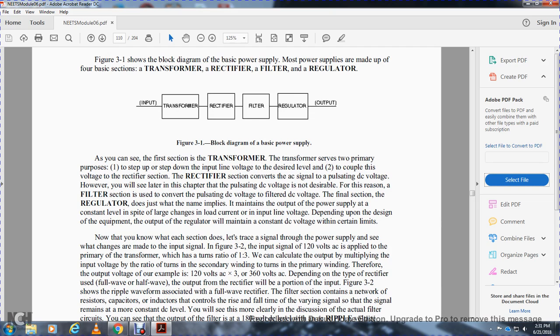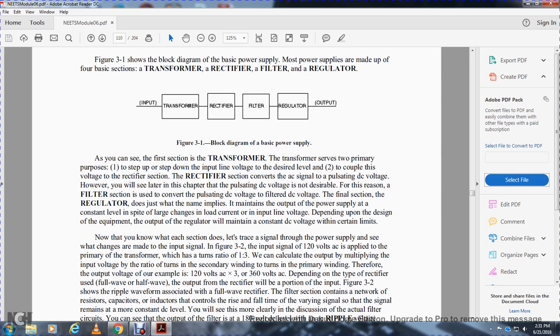As you can see, the first section, the transformer, serves two primary purposes: stepping up or stepping down the input line voltage to the desired level, and coupling the voltage to the rectifier section. The rectifier section converts the AC signal to a pulsating DC voltage. However, as you will see later in the chapter, the pulsating DC voltage is not desired. For this reason, the filter section is used to convert the pulsating DC voltage into a filtered DC voltage.